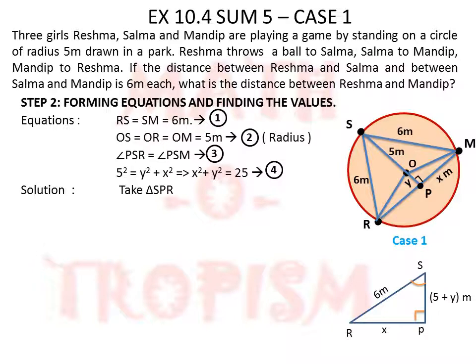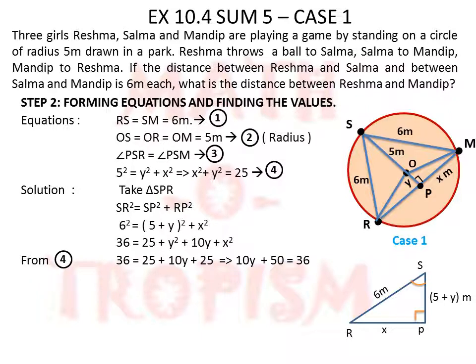Next, when we take triangle RSP, RS square is equal to SP square plus RP square by the Pythagoras theorem. So 6 square is equal to, taking the total length SP, which comes to 5 plus y, (5 plus y) the whole square plus x square. So this comes to 36 is equal to 25 plus y square plus 10y plus x square, which is nothing but the (a plus b) the whole square formula, which is a square plus b square plus 2ab. Now from equation 4 we already know that x square plus y square is 25, so I'll substitute that.